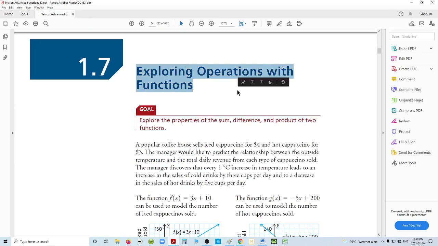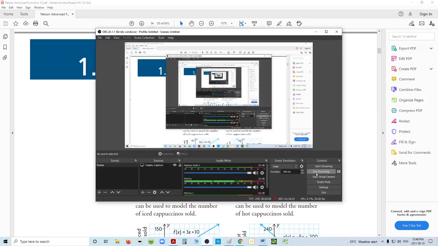So next we'll do exploring operations with functions. Sorry if it's long. This section's not as important as most.